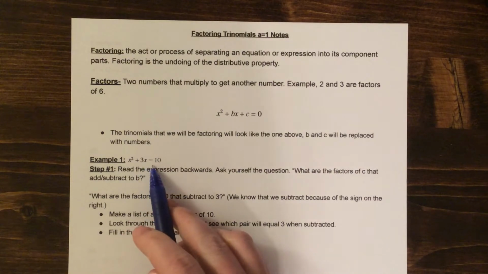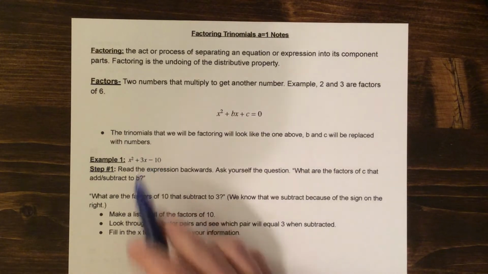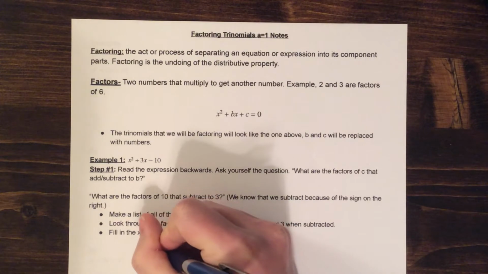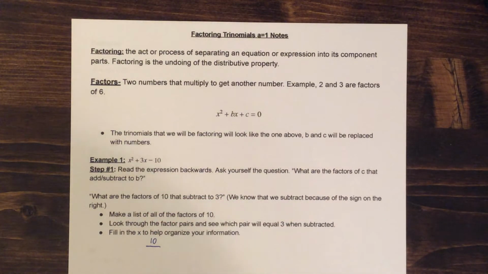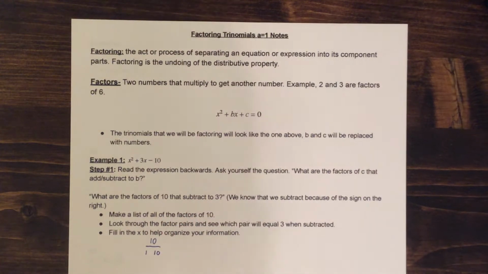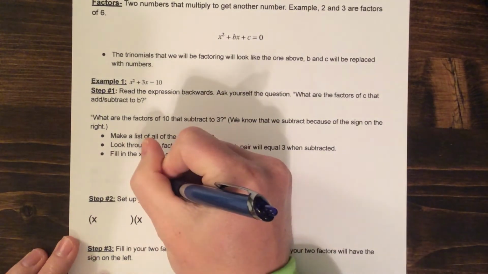So when we're looking here at our actual example, it's going to be what are the factors of 10 that subtract to 3, okay? What are the factors of 10 that subtract to 3. So to simplify this, what we need to do is make a list of all of the factors of 10. And so we're trying to think what numbers out there would multiply to 10. And so we can think 1 times 10 is 10. We also have 2 times 5.